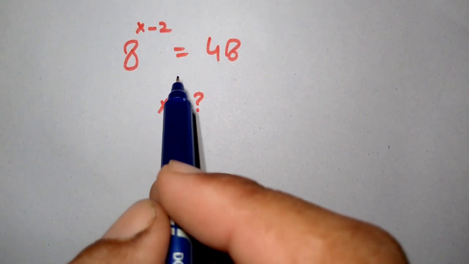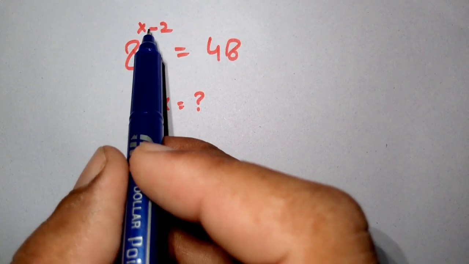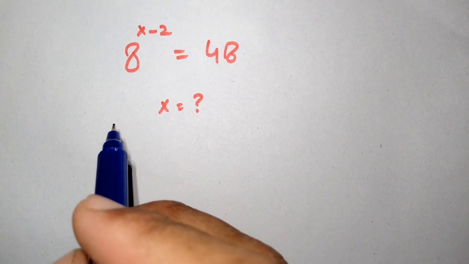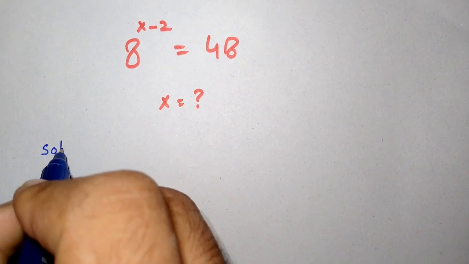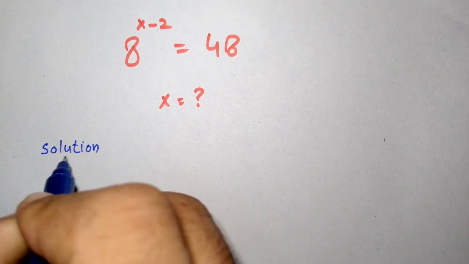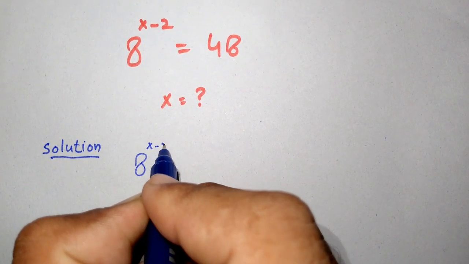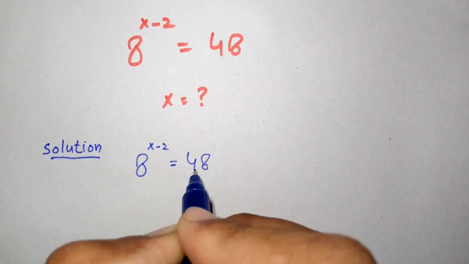We have to solve the most interesting maths question, that is 8 to the power of x minus 2 is equal to 48, and we have to find the value of x. Solution. The question is 8 to the power of x minus 2 is equal to 48.